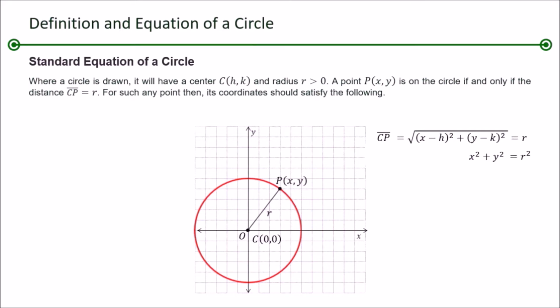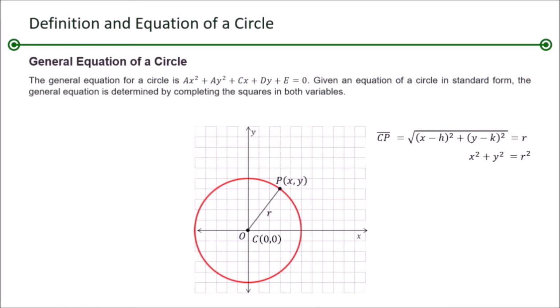If it happens that the center is located at the origin, then the standard equation of a circle becomes x squared plus y squared equals r squared, since h and k are both 0. General equation of a circle. The general equation of a circle is of the form ax squared plus ay squared plus cx plus dy plus e equals 0. Given an equation of a circle in standard form, the general equation is determined by completing the squares in both variables.